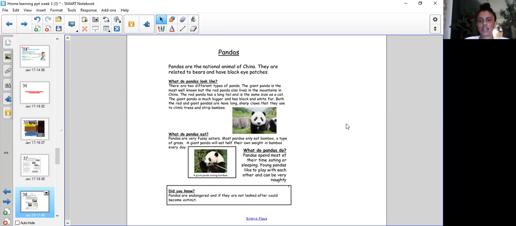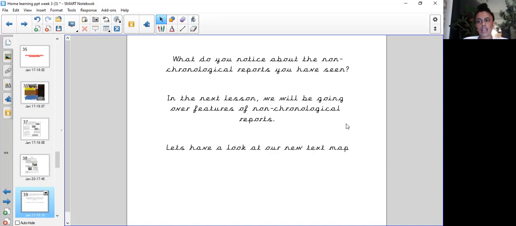And here we have another example of a non-chronological report. This report is talking about pandas. It tells you a bit of information about pandas, what do pandas look like, what do pandas eat, what do pandas do, and a did you know box. So you could really have a read of this report and take any information from it in any order that you like. So let's have a think, and you can always go back and have a look at them and pause the video.